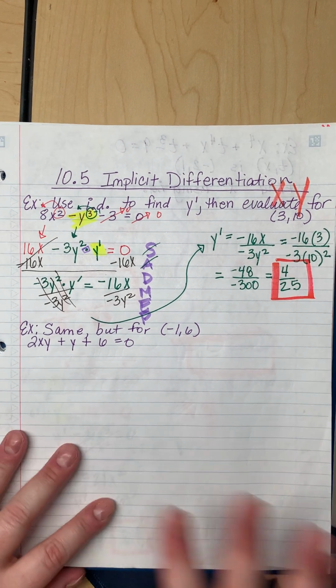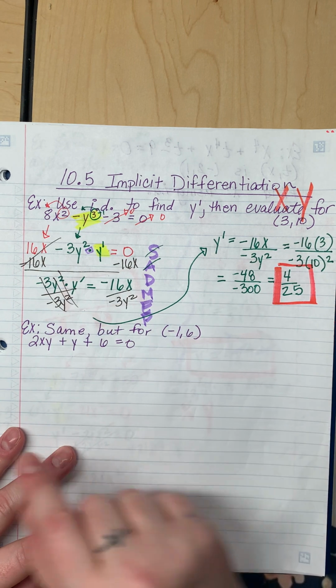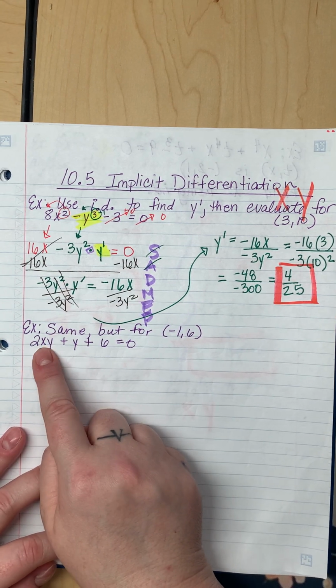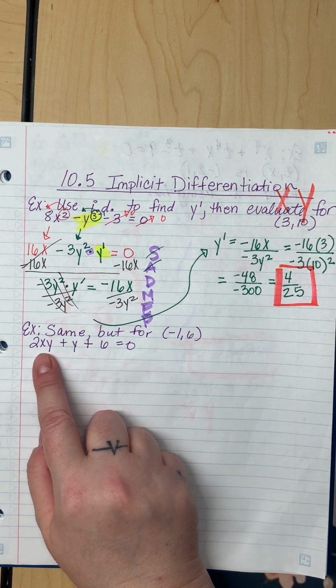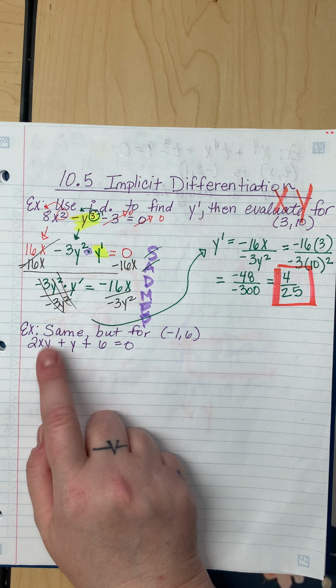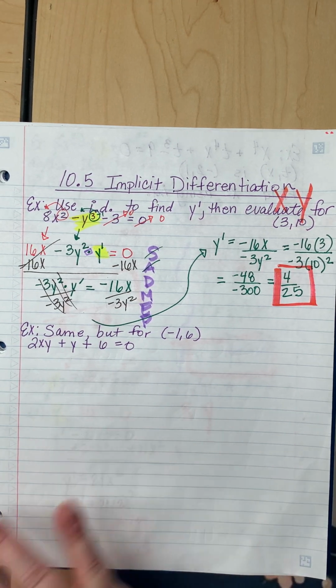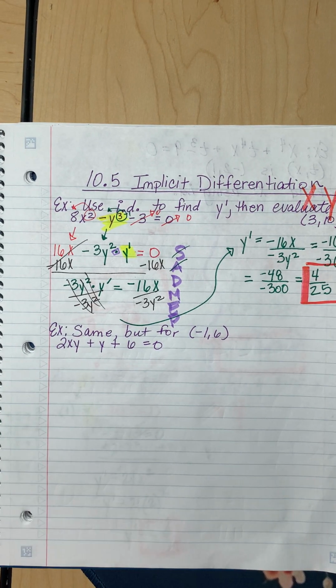Find y prime using implicit differentiation. But this time I have 2xy. This is really small and it's going to sneak past you, but this is actually the product rule, because we're multiplying two different letters. So this 2xy, don't let it sneak past you.